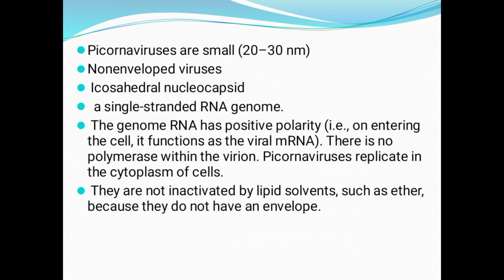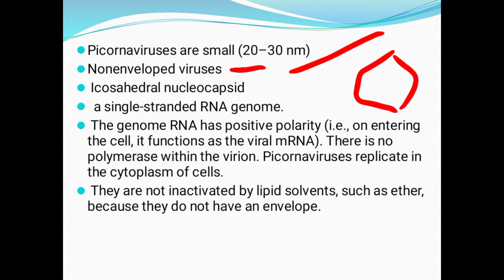Now, first of all, we are going to discuss the major properties of the Picornaviruses. Actually, they are small RNA viruses, about 20 to 30 nanometers in diameter. They are non-enveloped viruses, meaning that they do not have any envelope. If we talk about the capsid of these viruses, they have an icosahedral nucleocapsid. And if we talk about the genome, they have a single-stranded RNA genome, and the genome RNA is of positive polarity. It means that on entering the cell, it functions as the viral messenger RNA, and there is no polymerase within the virion.